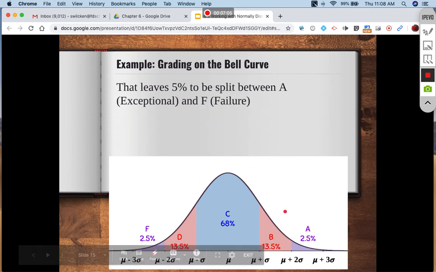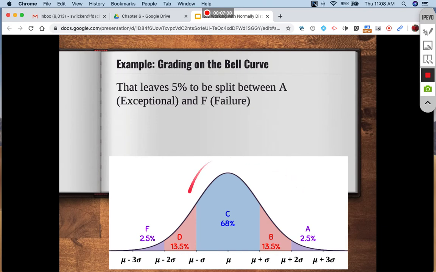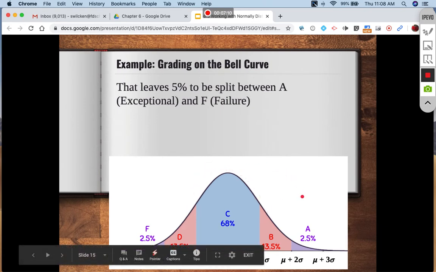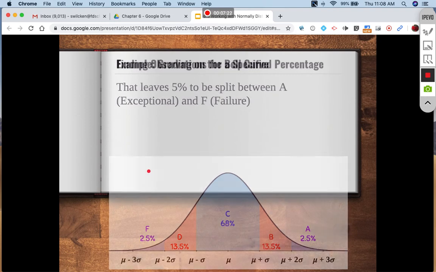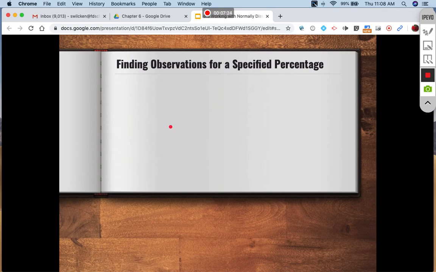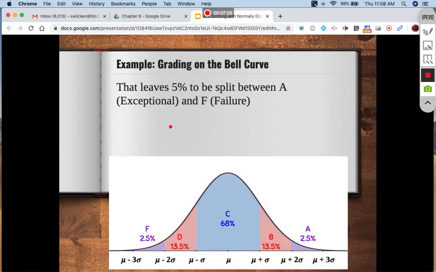Then that leaves what's left, which is, that's 95% of the data here. So 5%, 2.5% is greater. That's your A's. Those are your exceptional. And 2.5% are more than 2 standard deviations below the mean. That's your F's. That's your failures. That's the basic idea behind the grading scale that we use.